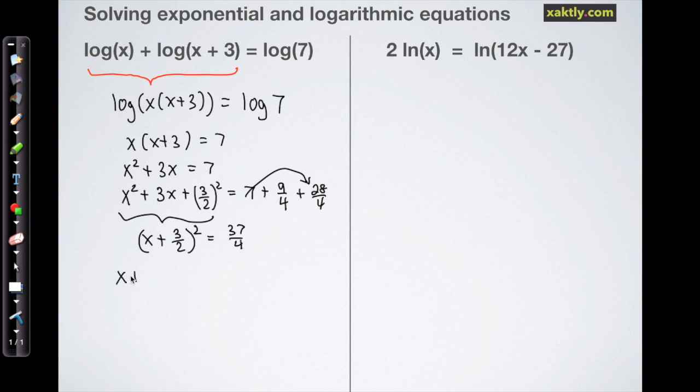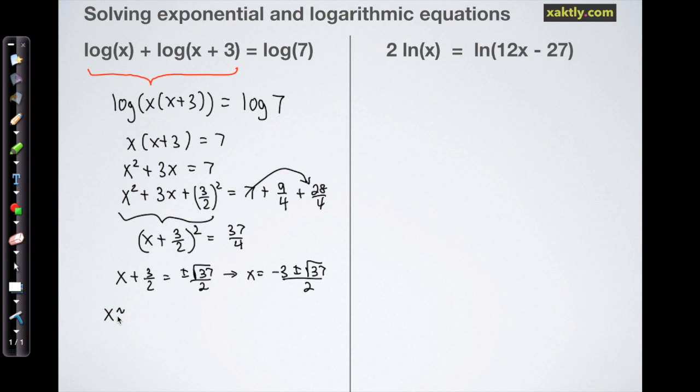Take the square root of each side, so I get x plus 3/2 is equal to plus or minus root 37 over 2. Remember, I take the square root of the denominator also. So x is equal to minus 3 plus or minus root 37 all over 2.